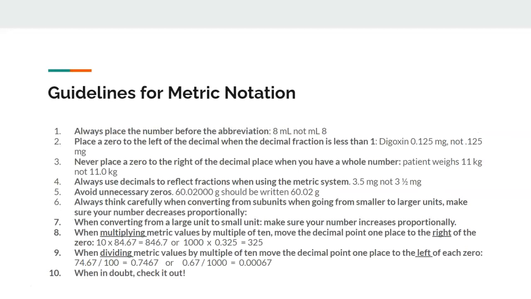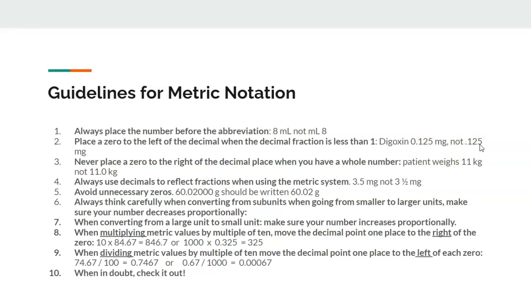This here is a guideline for metric notation. I would print this up or write it down because these are rules that will help you when you're converting. So always place the number before the abbreviation, and I give an example: 8 milliliters, not milliliters 8. Always place a 0 to the left of the decimal when the decimal fraction is less than 1. For example, 0.125 milligrams, not .125.